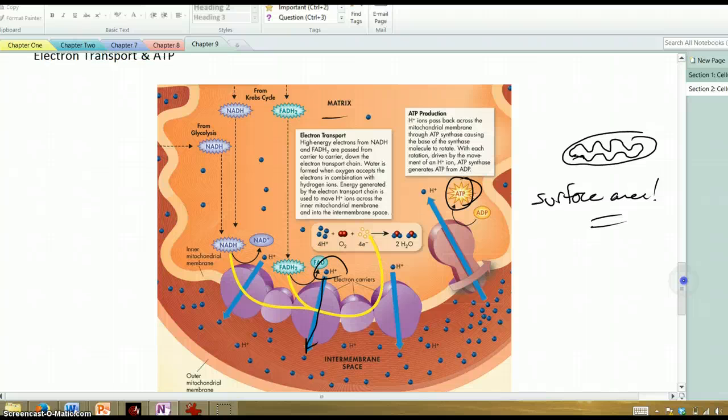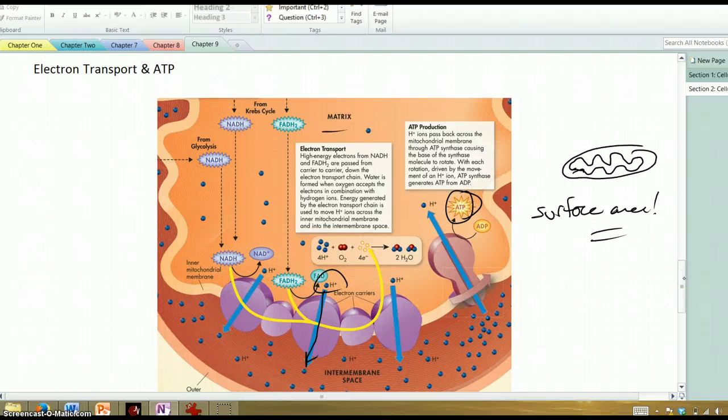Now, here it is, yes. So this is where the oxygen comes in. Remember our overall formula? We're going to take the C6H12O6 in the presence of oxygen, and we're going to make a bunch of CO2 and water. So here's where the oxygen comes in.